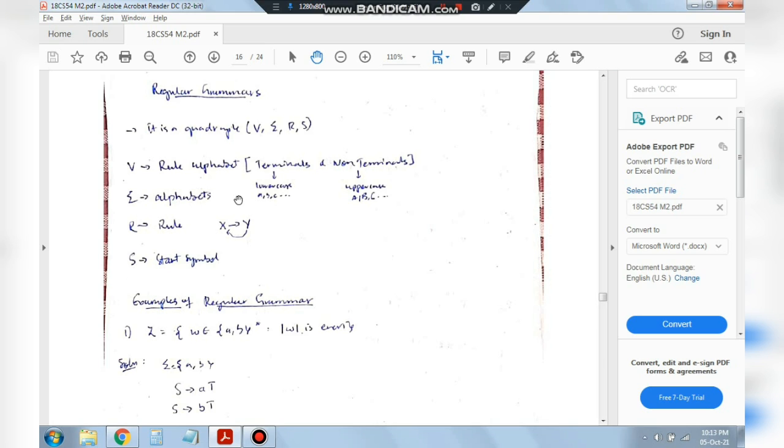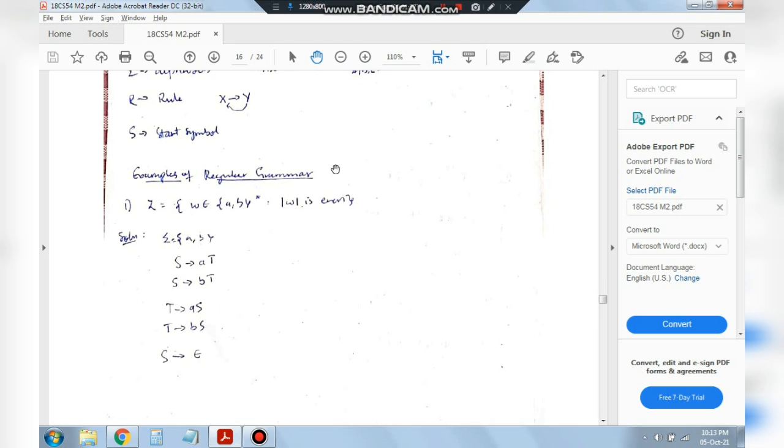Let's understand these rules by an example. Here the example is L is equal to W belongs to A comma B, and the length of W is even. Even means there should be 0, 2, 4, 6, 8, those types of lengths. So S can be either A or B or even epsilon. So I'll write here S goes to epsilon. S can be either A and B. And after that it should be even letters.